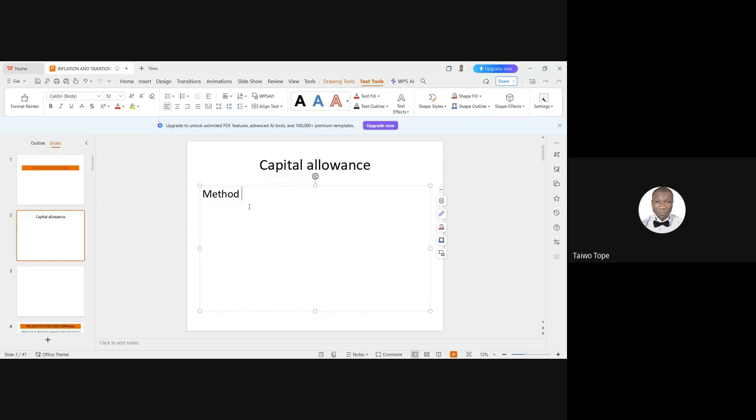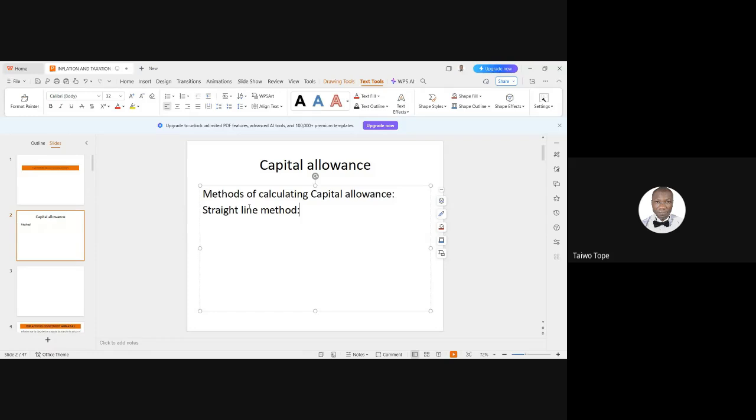That is methods of calculating what? Of calculating capital allowance. We have the straight line method. When we talk about the straight line method, this is a method in which the same amount is charged yearly. This should not be new to us, as we have many methods of calculating depreciation.